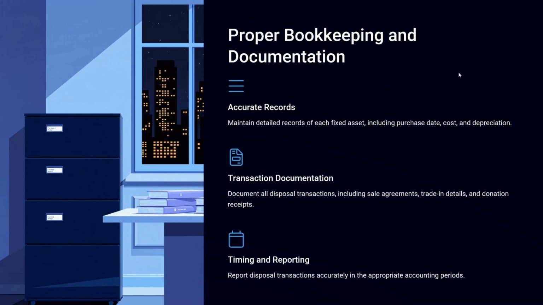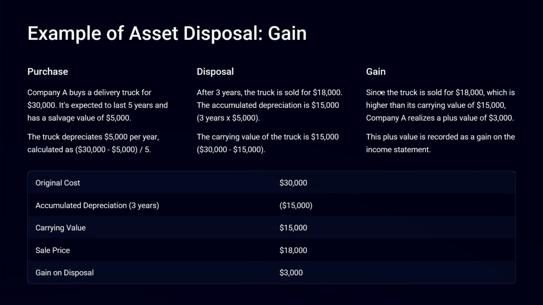So we need to have proper bookkeeping and documentation for this transaction. We need to maintain a record of all the transactions related to fixed assets. All the documentation should be done, and the transaction should be accurately reported on time, in the period of the disposal of the asset. Here we have an example for the disposal.